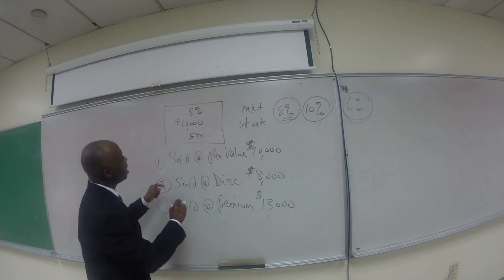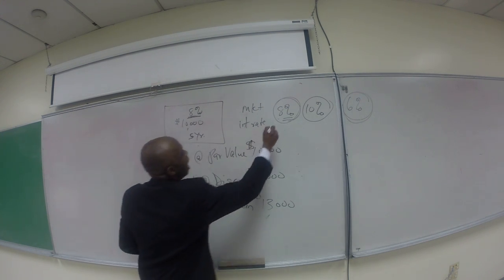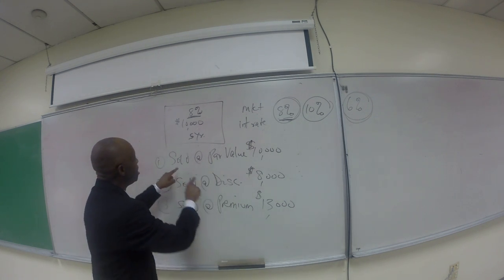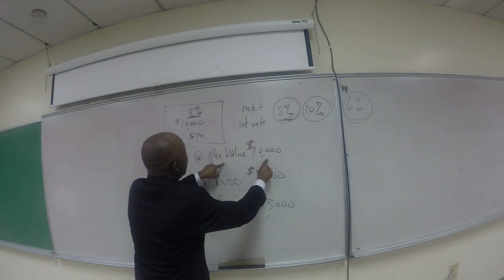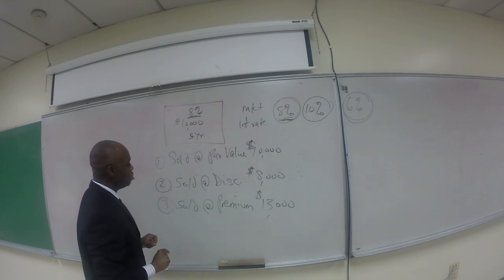So what did we establish here? Number one, if the stated interest rate and the market interest rate are the same, the bond will be sold at par, exactly $10,000, at par value or at face value.